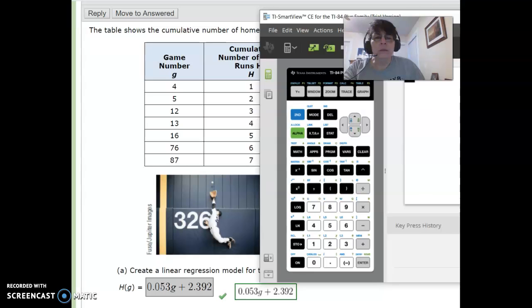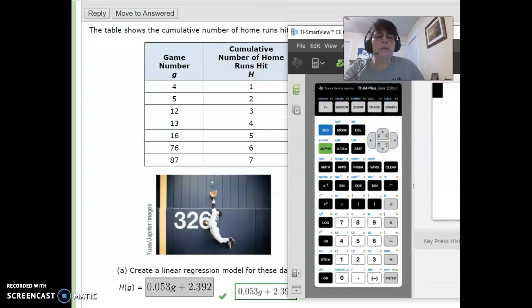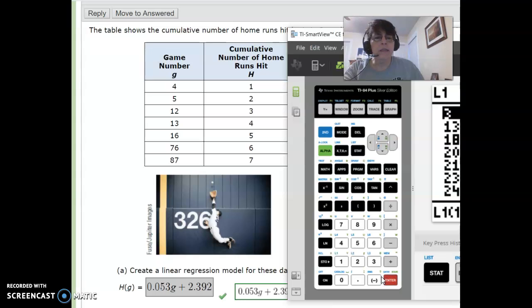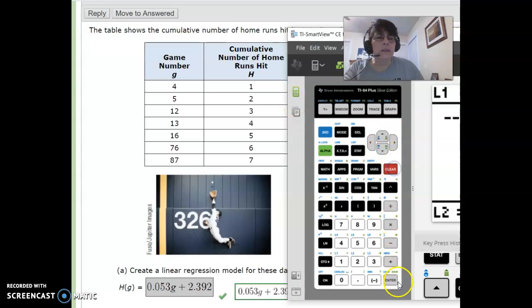So what I need to do is enter these numbers into L1 and L2, our lists. So stat, edit, come up here and clear L1, and then go over here and clear L2. Okay, so 4, 5, 12, 13, 16, 76, and 87.